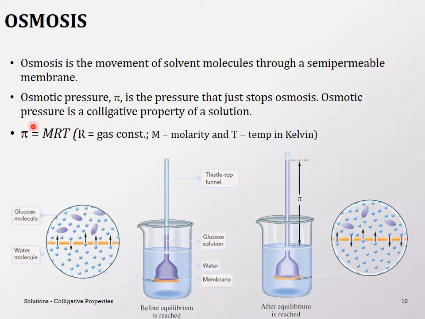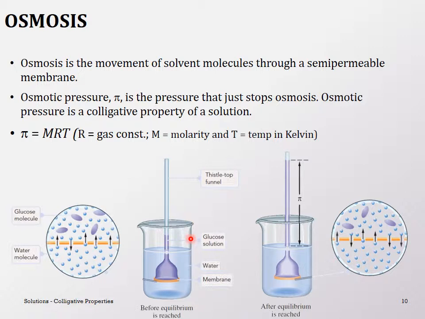So this is the formula that we use for osmosis or the osmotic pressure. And because we're talking about osmotic pressure, we have to talk about the gas constant over here. So pi is given by MRT, where R is the gas constant, M is molarity. Now we're back in molarity, not molality, and T is the temperature. And once we talk about the gas constant, we want to make sure that your temperature is in kelvins.